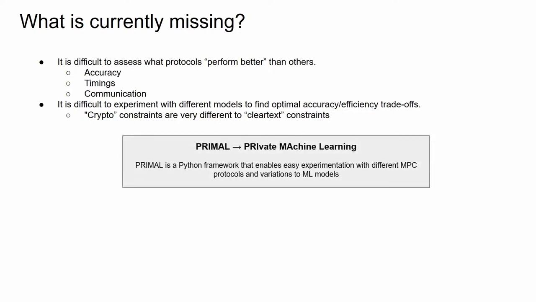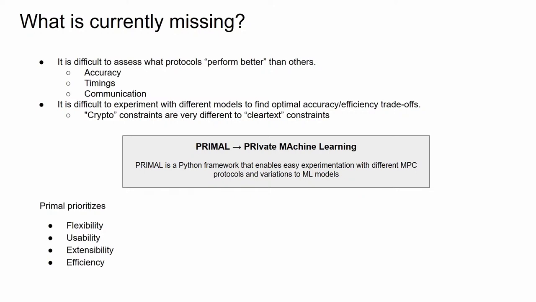So motivating this is why we decided to work on Primal. The name Primal stands for Private Machine Learning, and this is a Python framework that enables easy experimentation with different MPC protocols and variations to machine learning models. So let me elaborate a bit on this.